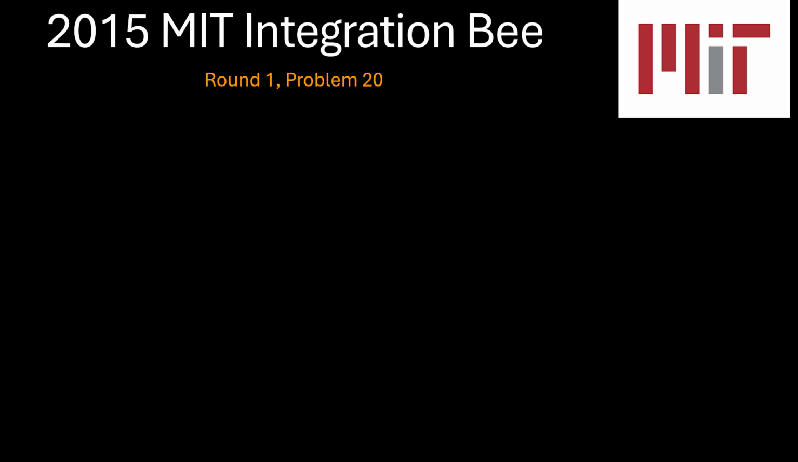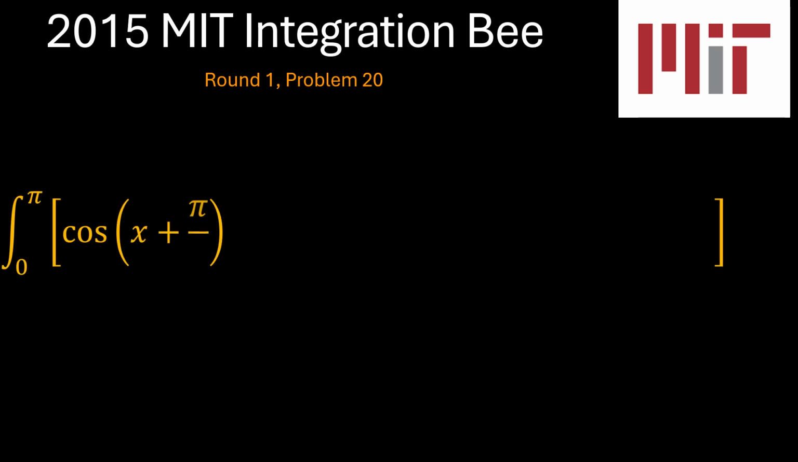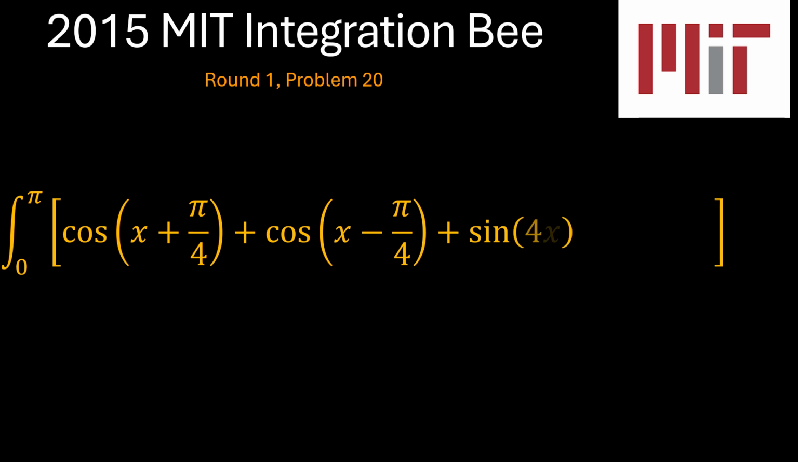Under problem 20 of the 2015 MIT Integration B first round, the definite integral from x equals 0 to x equals pi of cosine of (x plus pi over 4) plus cosine of (x minus pi over 4) plus sine of 4x minus sine of x over 4. Certainly tricky, but if you know your trigonometry, it's probably very easy. So let's go ahead and see how we may be able to solve. This is a very interesting problem.